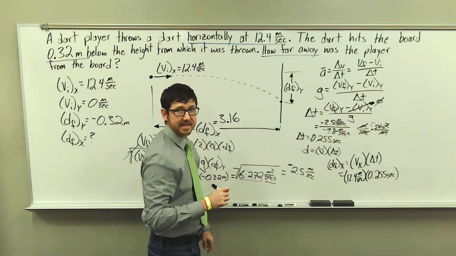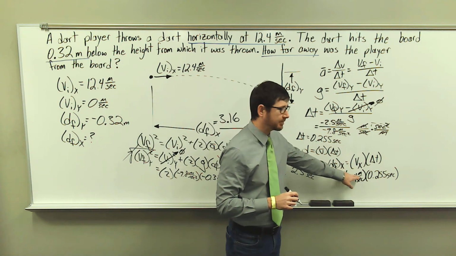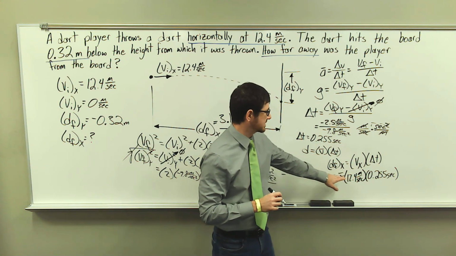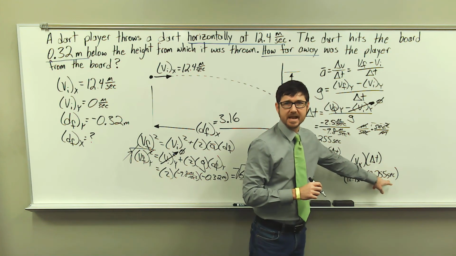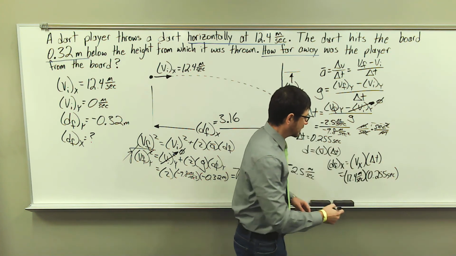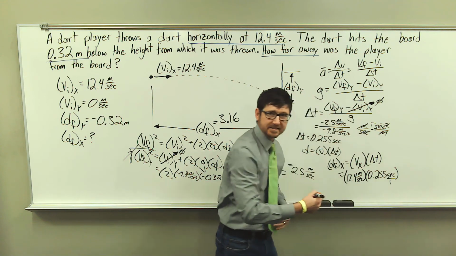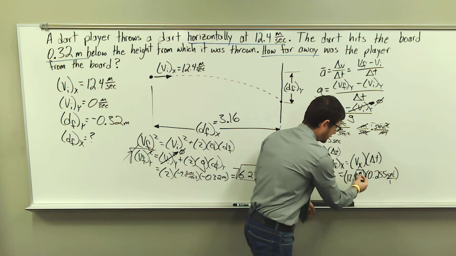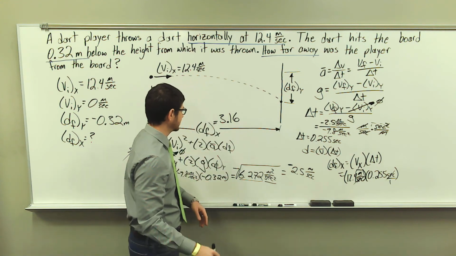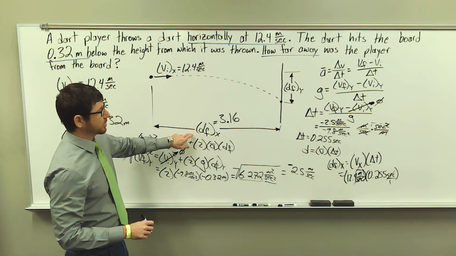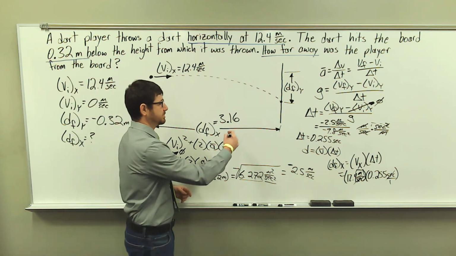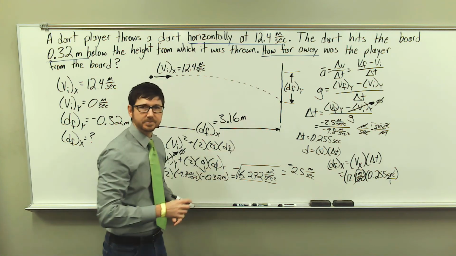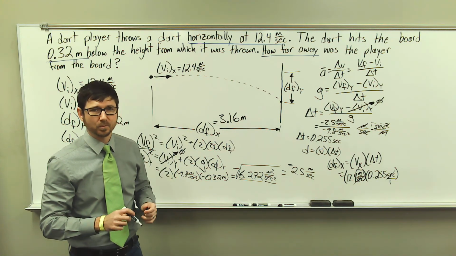Now let's take a look at the units here. I have meters per second for velocity, and I have units of seconds for my time interval. We can write this as seconds over 1. Our seconds cancel, leaving us with units of meters. So the dart player was standing 3.16 meters away from the dartboard.